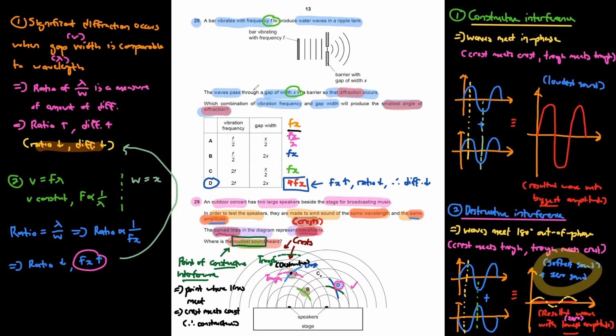Now the same could also be said for point B, where you will see that there's this line here that meets with another separate line in between the other existing lines. This is where again you get a crest that meets with a trough. So you will get destructive interference here too. So these two points will be where you will get the softest sound or zero sound. Okay.